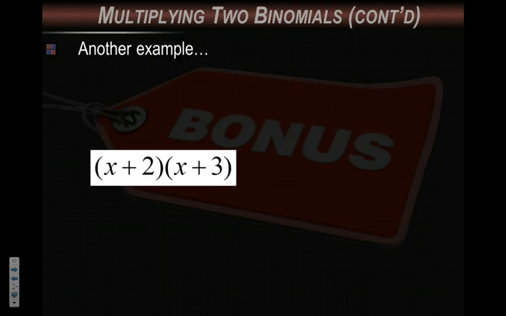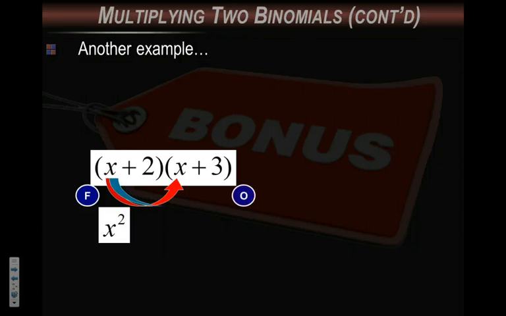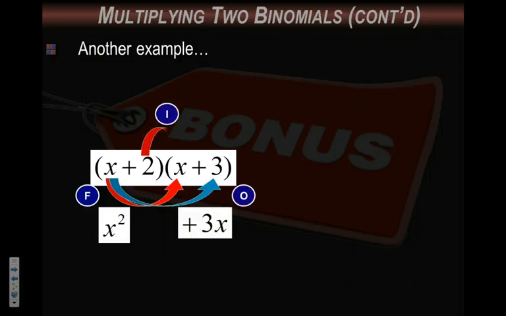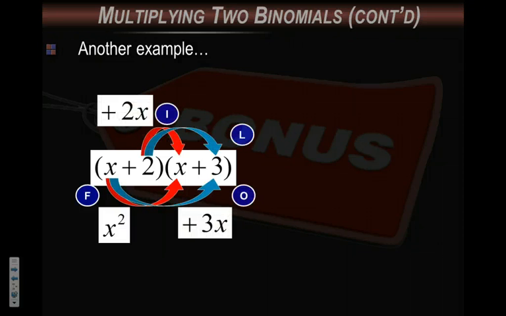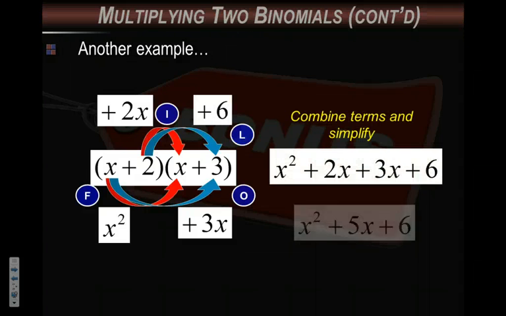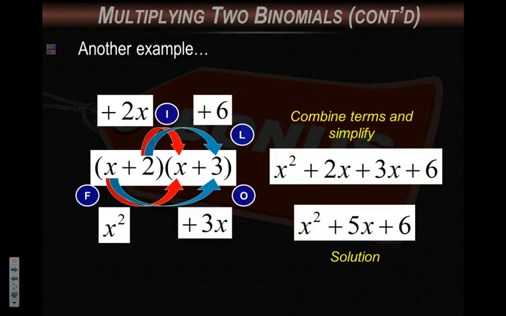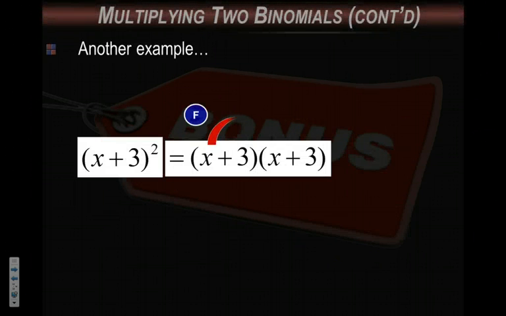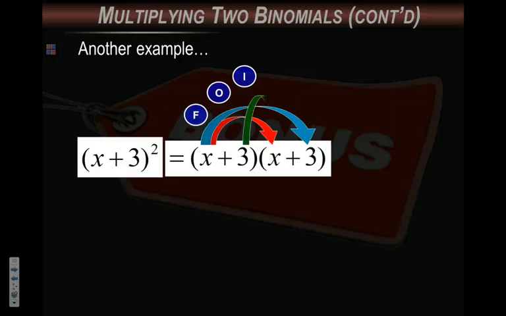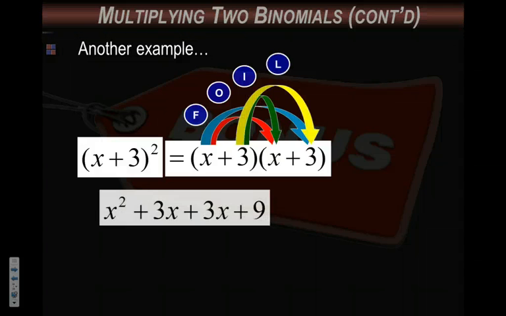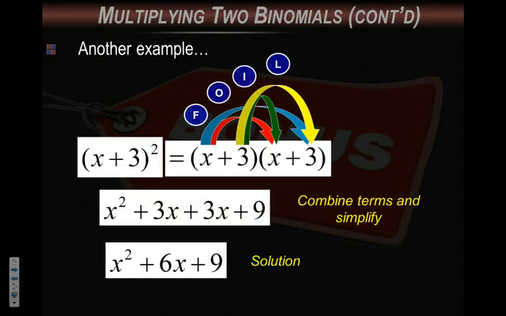Watch as I go quickly through this example with FOIL. First terms, outside terms, inside terms, last terms. Gives me this. Simplify it down, I get this. Let's try it again. FOIL. Now, notice how this one was, again, a little more complicated. X plus 3 squared. So the algebra gets more complicated.